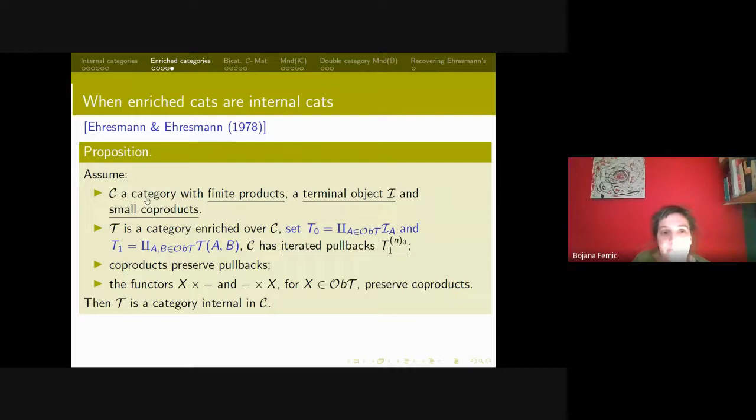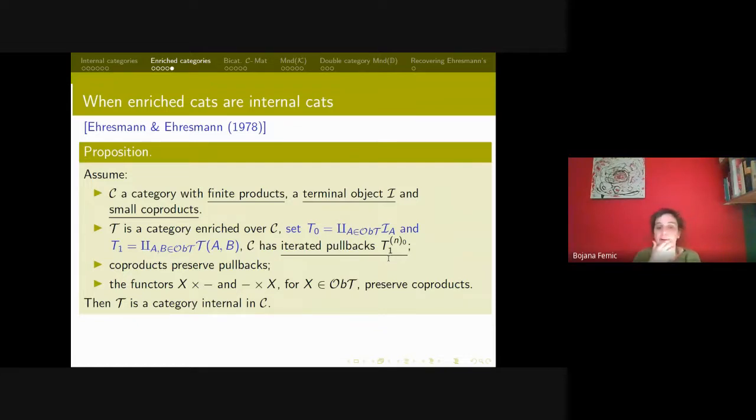Assume that C has finite products, terminal object I, and small coproducts. Suppose that tau is enriched over C. Then set T0 to be the coproducts over the copies of the terminal object. And define T1 to be the coproduct of these home sets in tau. Since tau is enriched, these are objects in C. So both T0 and T1 are objects in C. And suppose also that C has iterated pullbacks T1 over T0.